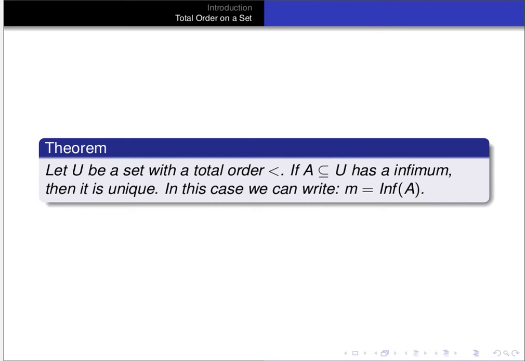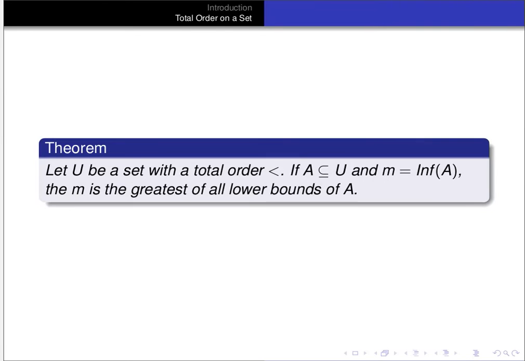And we have two theorems with regards to infimums. First of all, if a set has an infimum, then it's unique. So we'll write M is equal to inf of A. But we also have a theorem that says exactly what I was trying to explain when we were going over the definition: if M is the infimum of A, then it's the greatest of all the lower bounds of A. So it's the greatest lower bound.